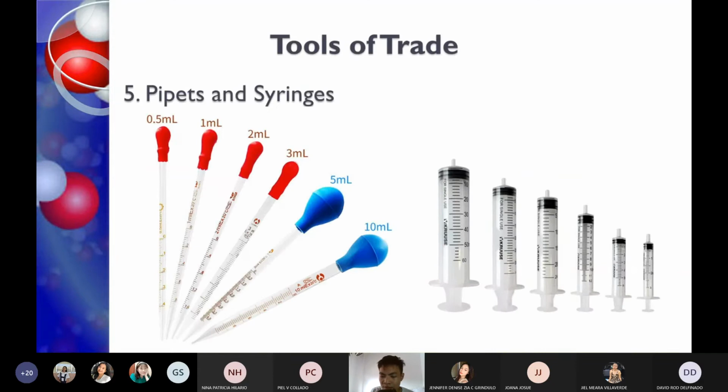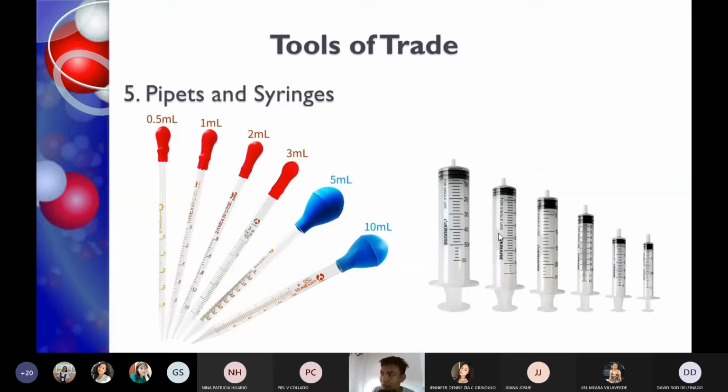Next one is pipets and syringes. No? So, these are tools that are used to transfer liquids. No? So, ito yung pipettes natin, and it has volumes. It can transfer as little as 1/10 of an ml. No? So, pwedeng 1/10 ng ml lang pwede niya i-transfer. Pwede ring up to 20 ml. No? Up to 20 ml yung kaya niya.